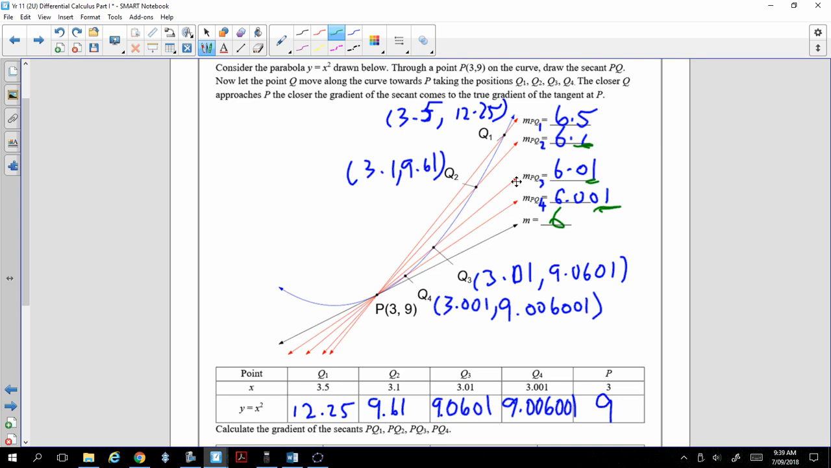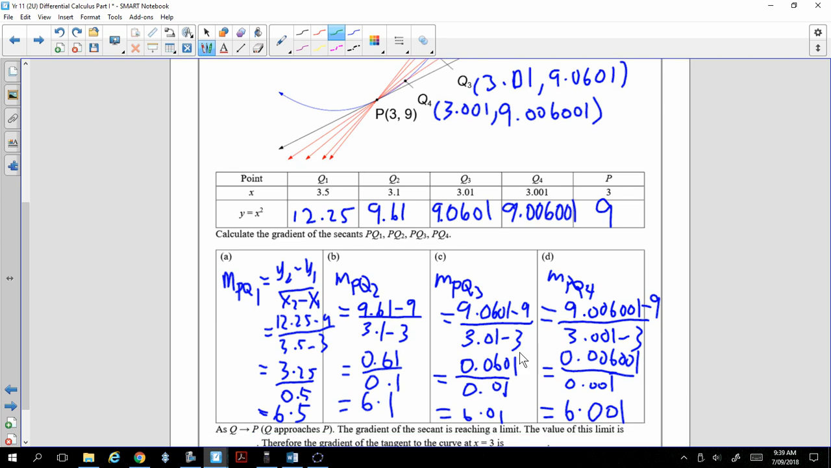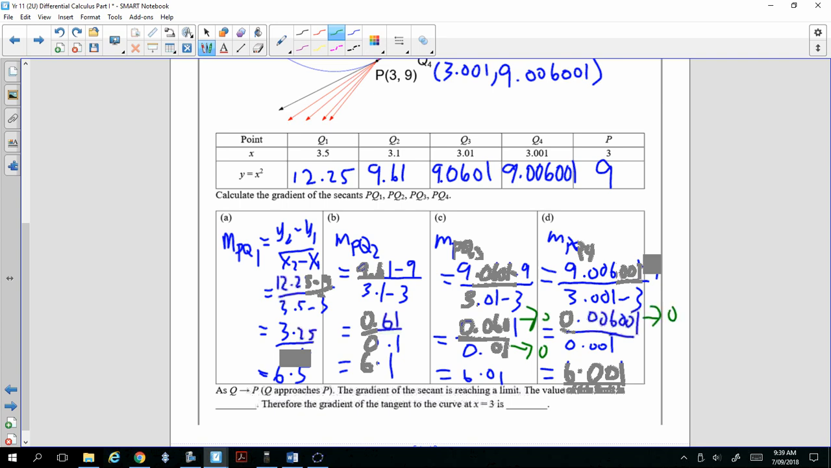Yes? Now, as the process goes, what's happening to the numerator and the denominator of the gradient? They are approaching 0, right? Both of these are getting smaller. But at such a rate, the ratio does not approach 0, it's approaching 6, right? So that's why you have this notation. So we have this delta y over delta x, right?